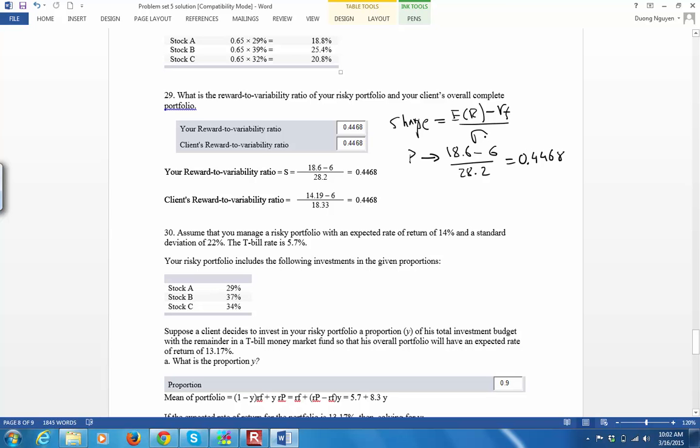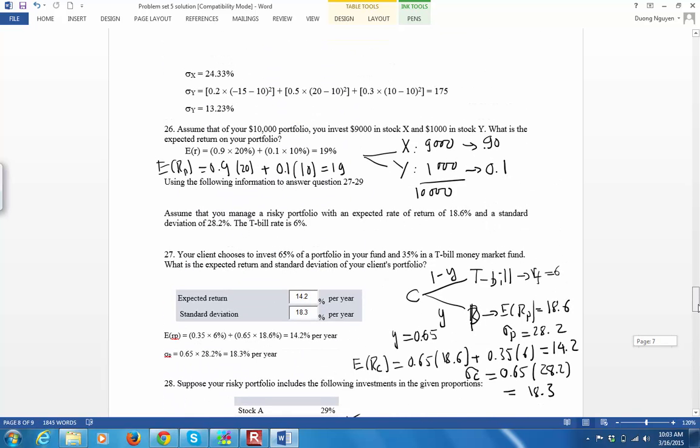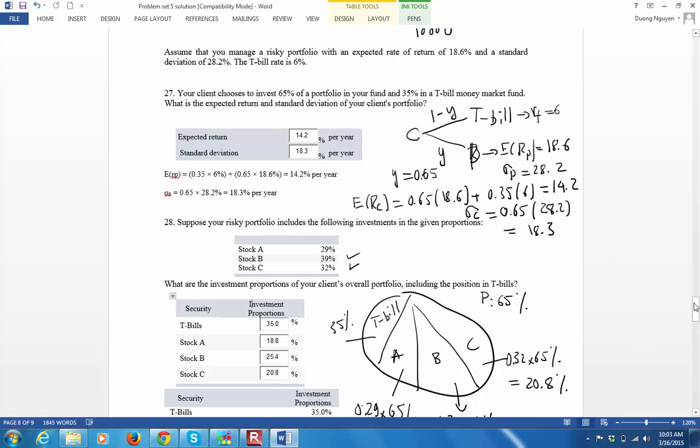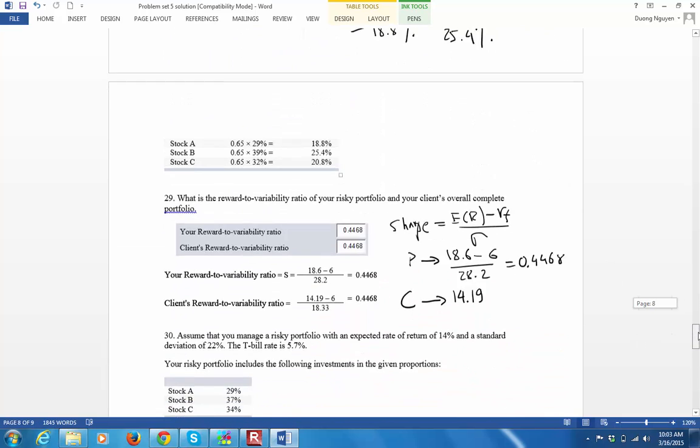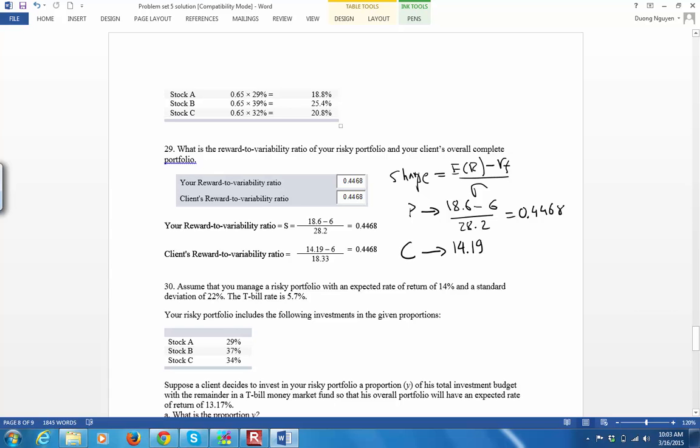0.4468. So what it means is for 1 unit of risk, standard deviation, you have about 0.4468% risk premium. For the client portfolio C, the return is 14.19, which we calculated before. Either 14.2 or 14.19, minus the risk-free rate 6, over the standard deviation 18.33 we got from before, and this is also equal to 0.4468.